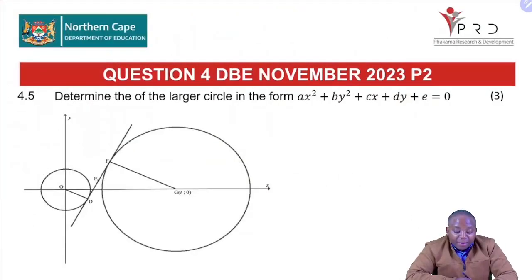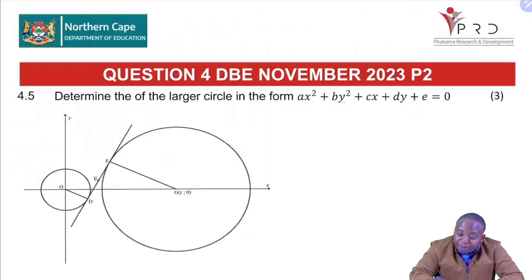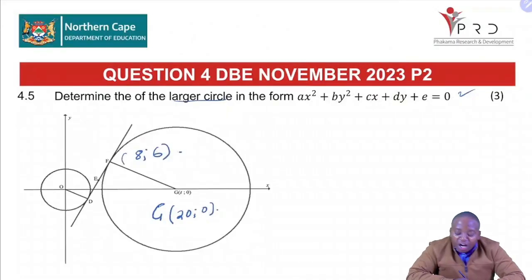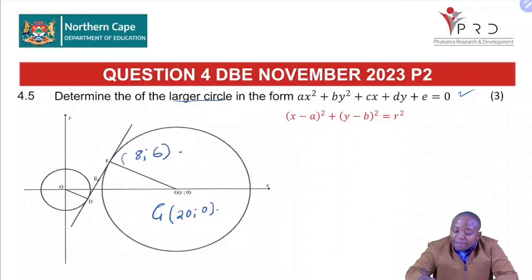So that's how we can find the value of t. Determine the larger circle in the form ax squared plus by squared plus cx plus dy plus e. So we're looking for the equation of the larger circle. Remember, our G was 20:0. Our F was 8:6. How do we find the equation of a circle? Remember, the standard form for the equation of a circle is x minus a all squared plus y minus b all squared equals r squared.